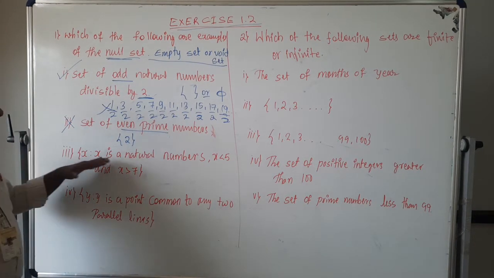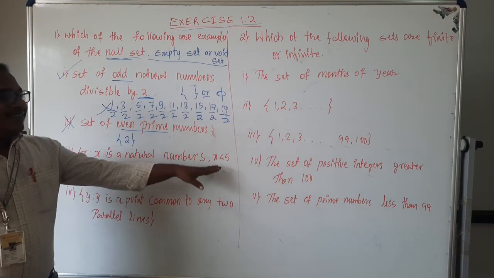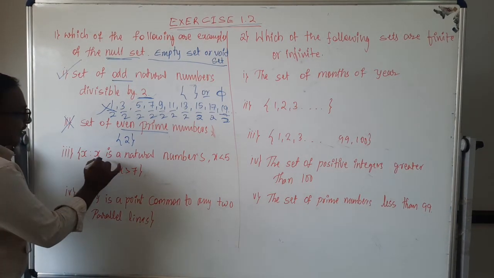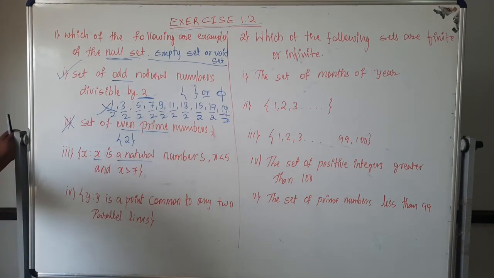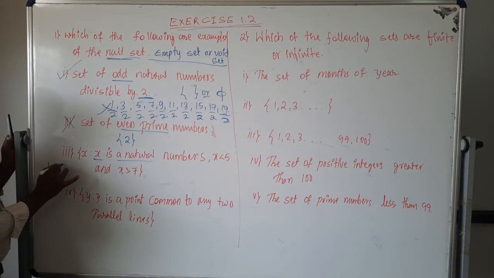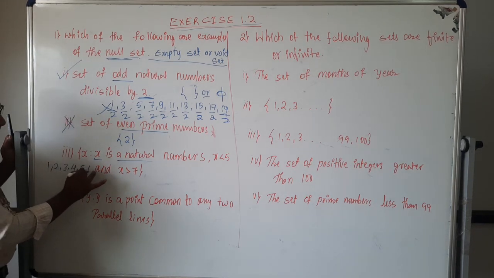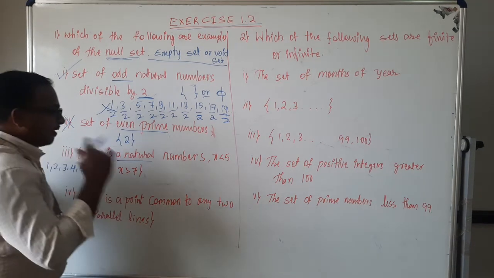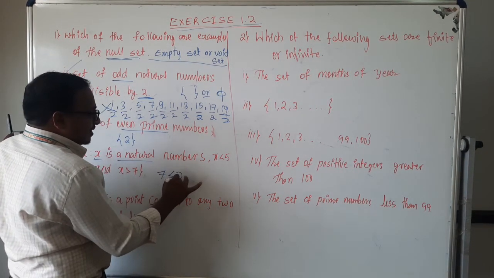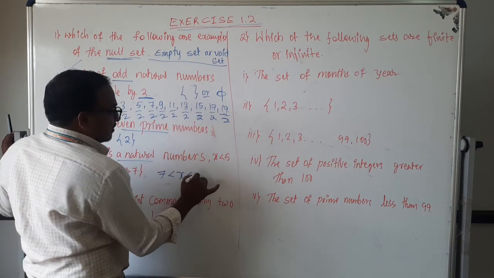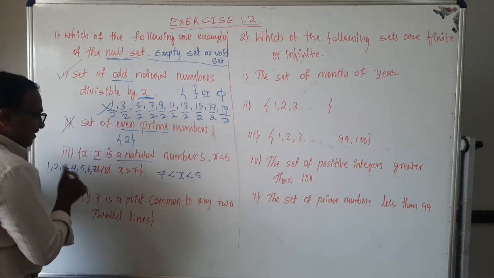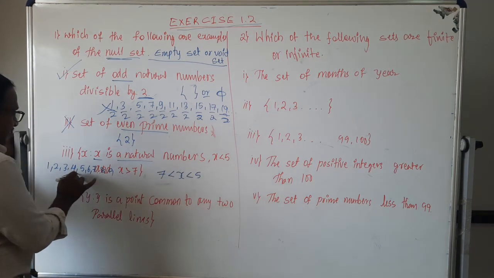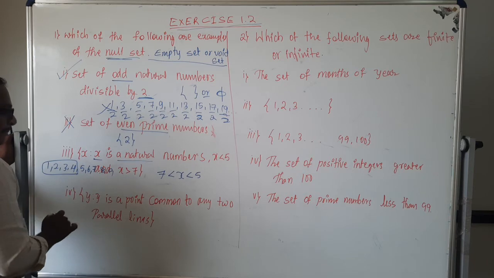Okay, next, x is a natural number, x is less than 5 and x is greater than 7. Observe here. x is a natural number. Natural numbers are 1 2 3 4 5 6 7 and so on up to infinity. Numbers greater than 7 are 8 9 10 and so on, and numbers less than 5 are 1 2 3 4.